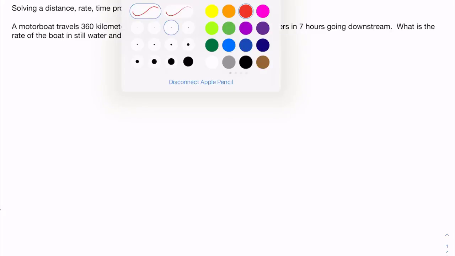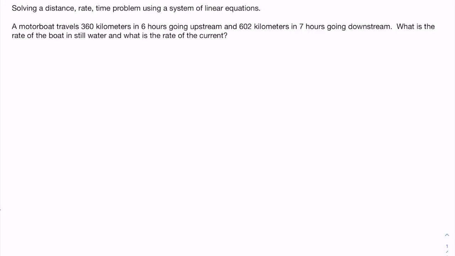To get a better grasp of what's going on, it's probably best to draw a couple of sketches. So let's say this dot represents the boat going upstream. And we have two cases. So we can draw the stream again, and then this one would be downstream.